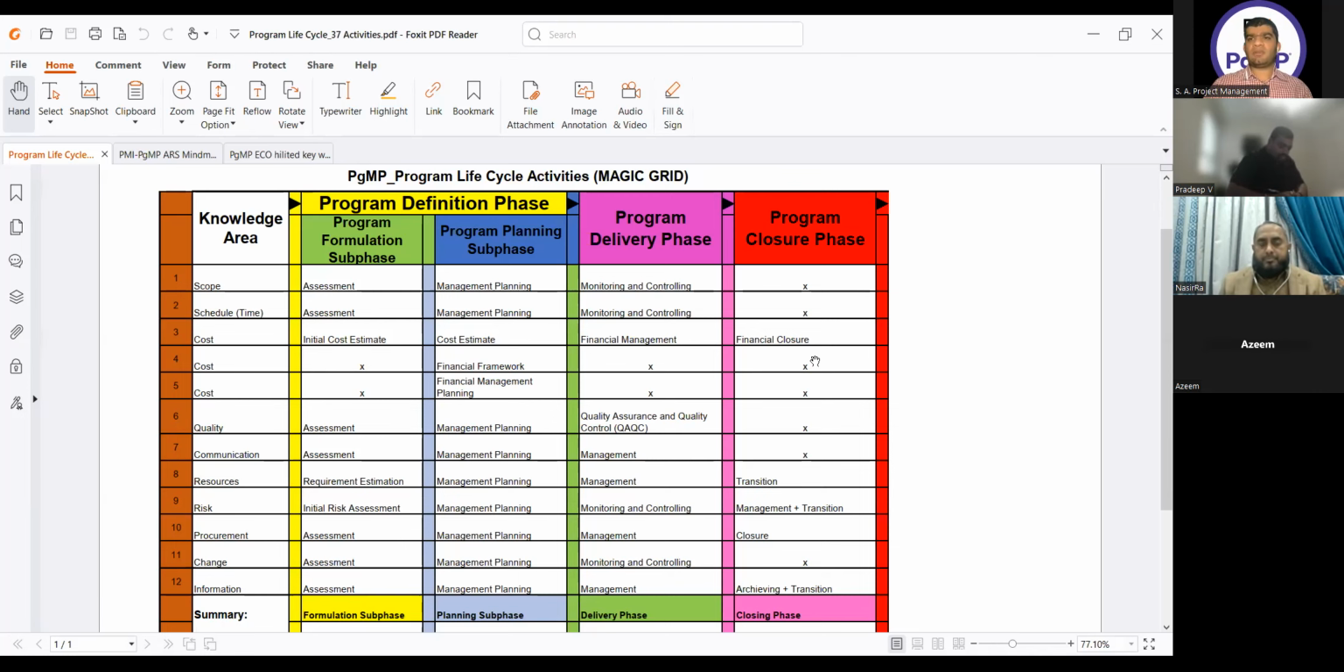And in the closure phase, we have 5 activities: 2 are closure activities, financial closure and procurement closure, and we have 3 transition activities: resource transition, risk management and transition, and information archiving and transition. So this completes your magic grid of 37 activities. Has anyone any question in this magic grid?